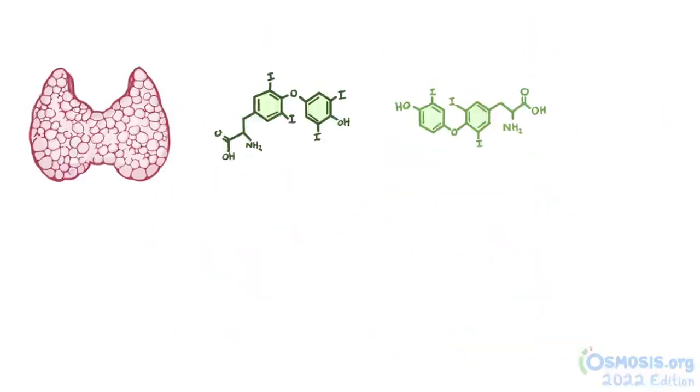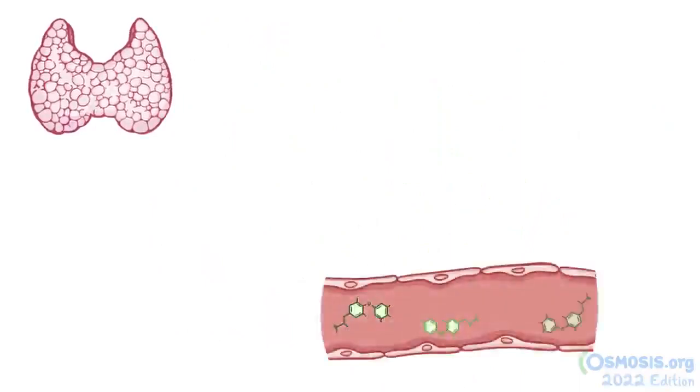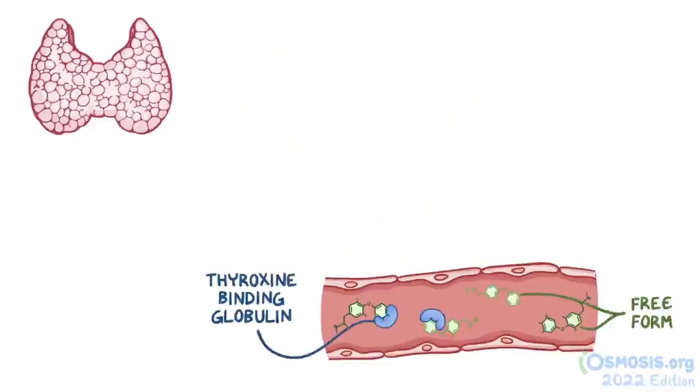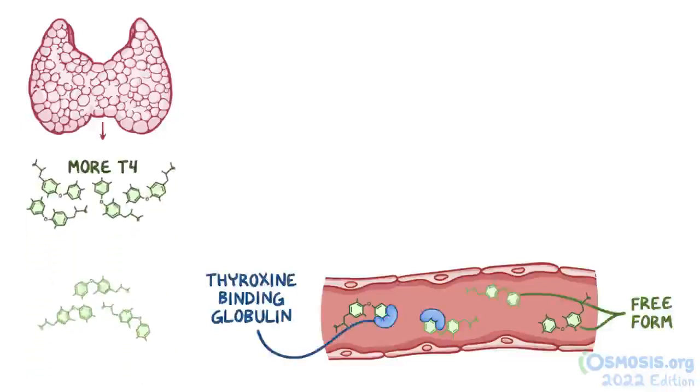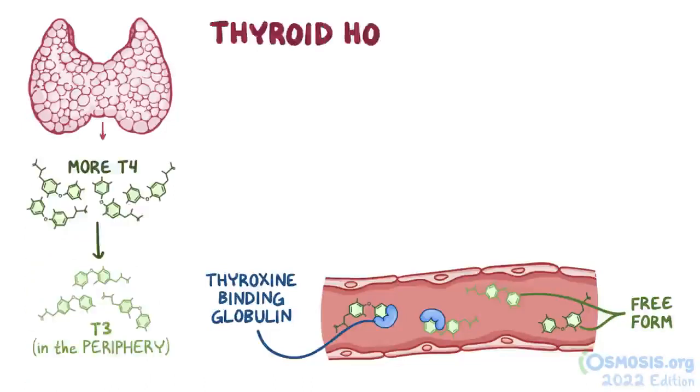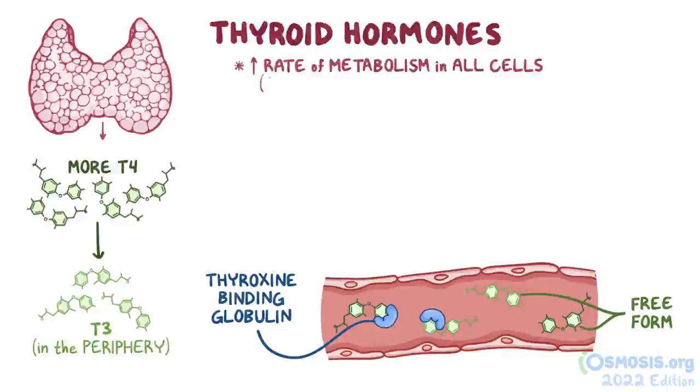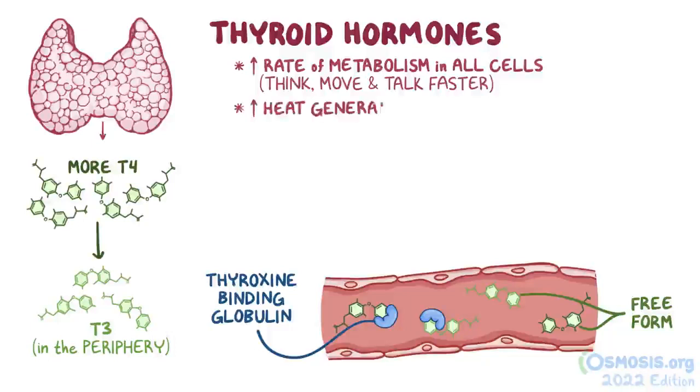Normally, some thyroid hormones travel through the bloodstream bound to thyroxine-binding globulin, and some are in their free form. And the thyroid actually makes more T4 than T3, and that T4 is converted to the more potent T3 in the periphery. Thyroid hormones then increase the rate of metabolism in all of our cells, so they make us think, move, and talk faster, and they also increase heat generation.